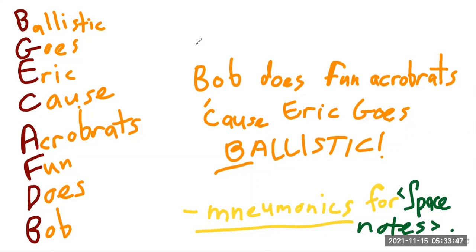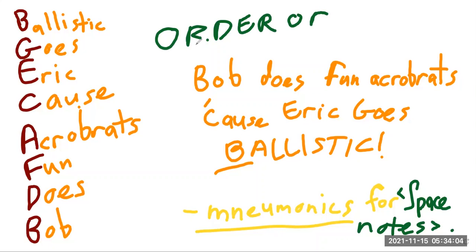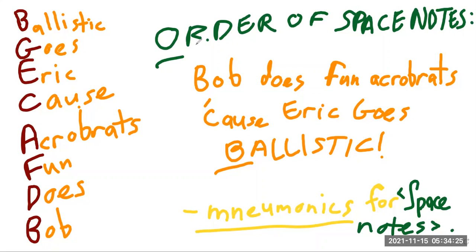There. Done. So here's a little class for today. We just learned the order of space notes. So this is called order of space notes. Order of space notes. Woo. And then we just create a new mnemonic, and here's my example of one. You can create your own, but this is the one I've made. Bob does fun acrobats because Eric goes ballistic.